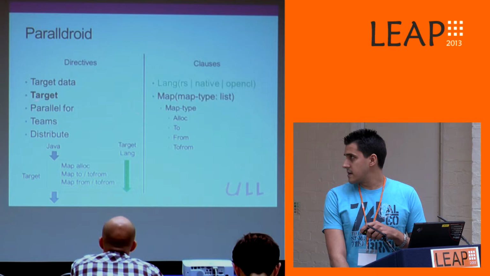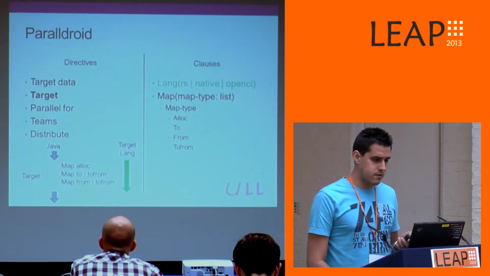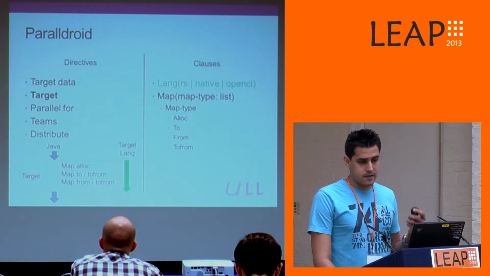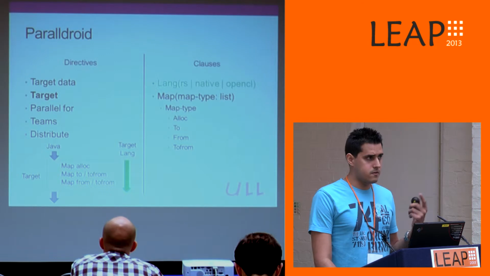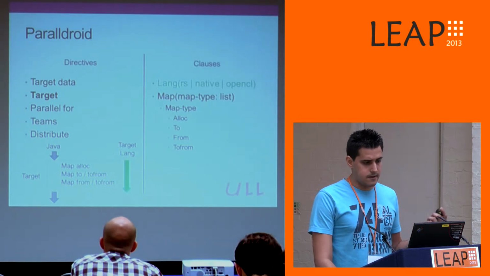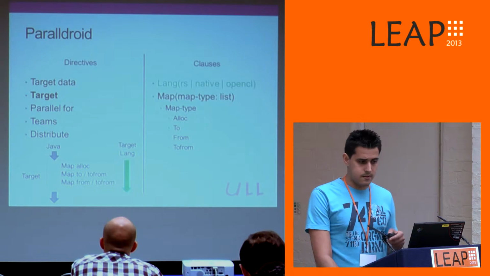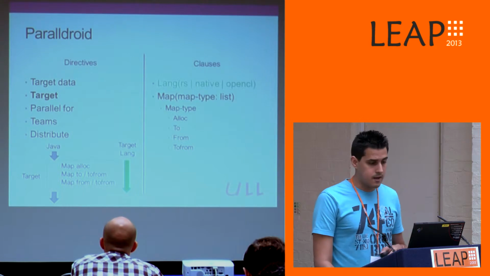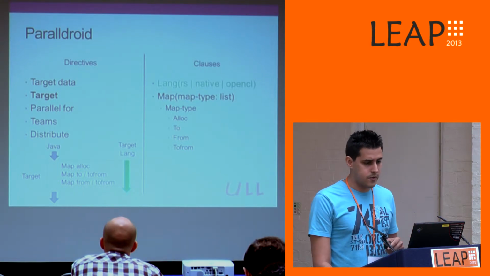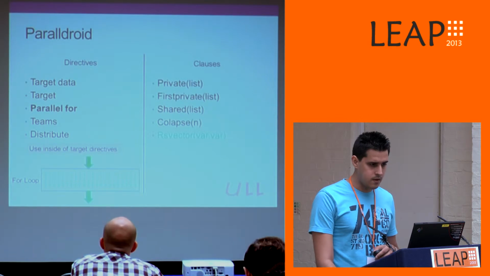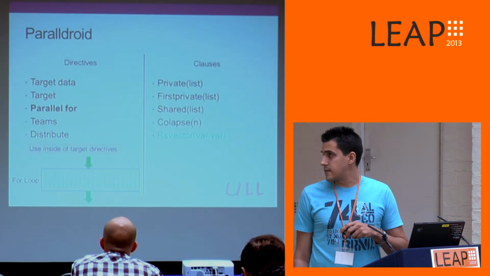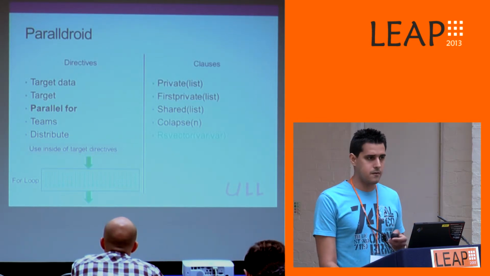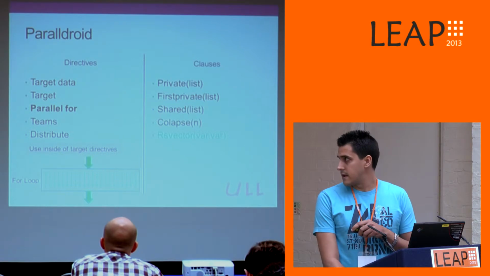The target directive is responsible for mapping the data and executing the code associated to the directive in the accelerator. These clauses have the same function. This clause has the same function as in the previous case. Parallel for directives should be used in the context of a target directive.